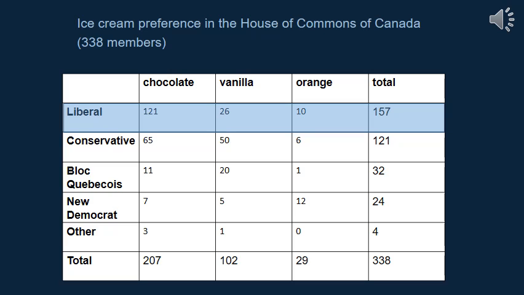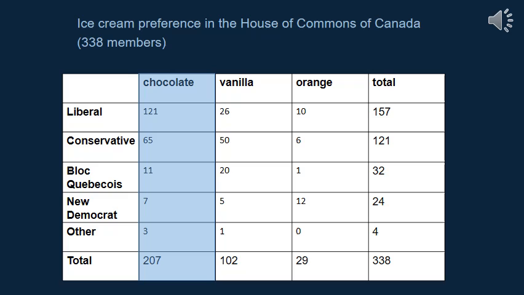Here in this two-way table, the political affiliation of subjects is shown in rows. What you see highlighted in blue here is a row. For example, the first row shows liberals. 121 of them prefer chocolate ice cream, 26 prefer vanilla, 10 prefer orange, for a total of 157 Liberal MPs in the House of Commons.